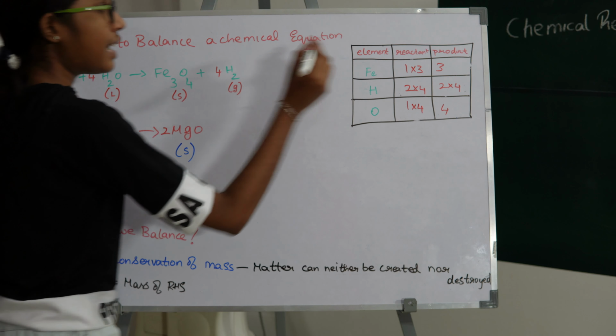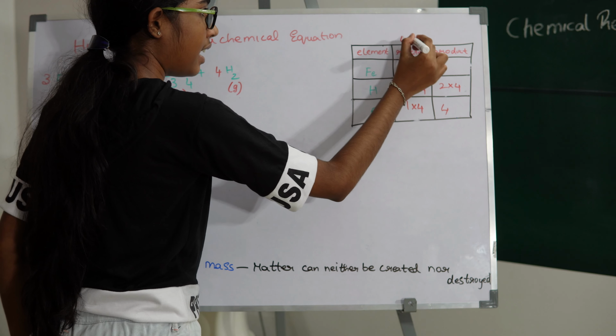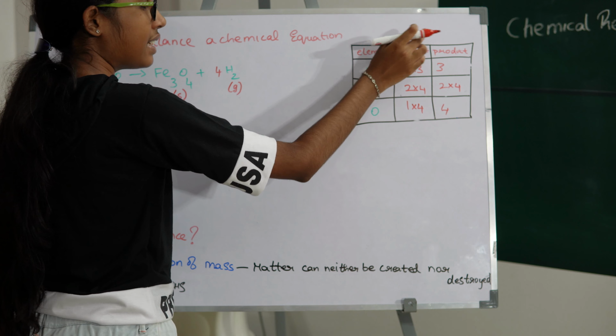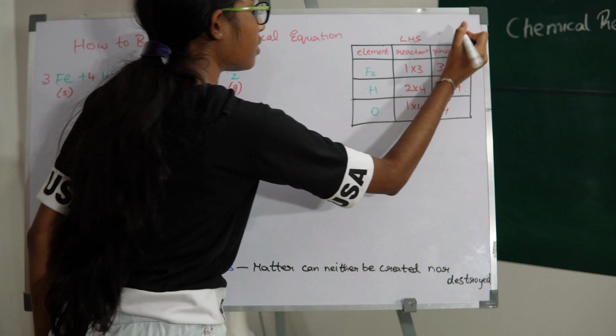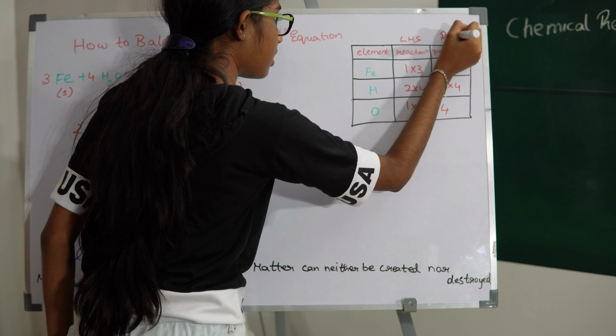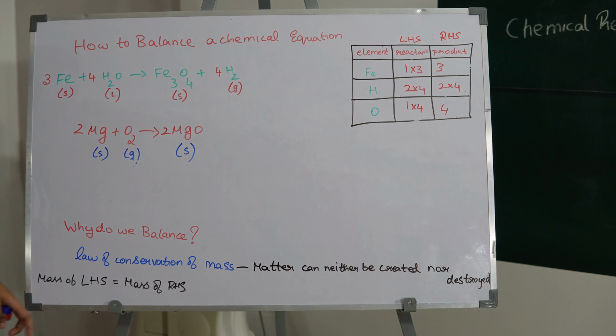And also a reactant can be called LHS, which is left hand side, and a product can also be called RHS, which is the right hand side. So this is why we need to balance an equation.